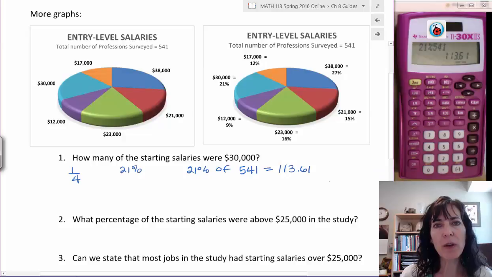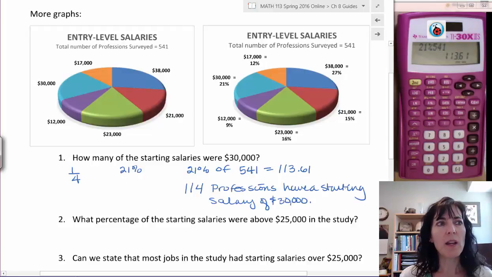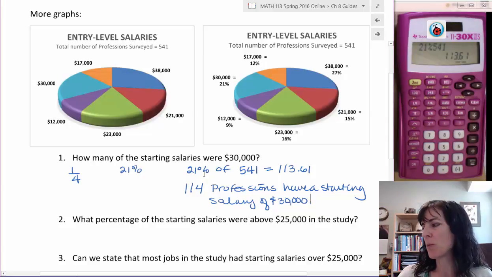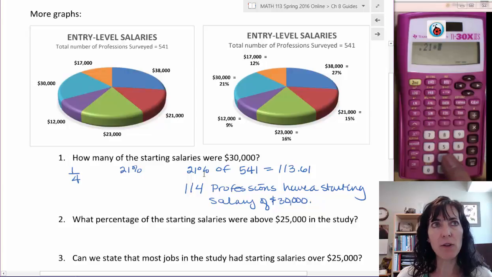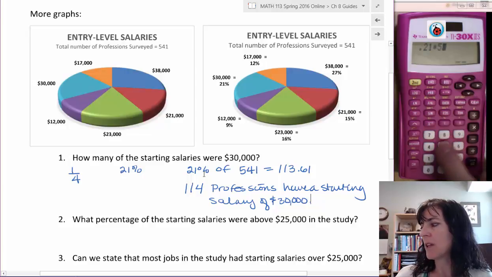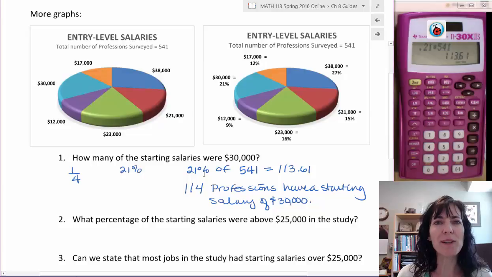Since we're talking about salaries and how many of the professions surveyed had a starting salary of $30,000, we could round that to the nearest profession. 114 of the professions had a starting salary of $30,000. The other way we could do this is to convert 21% into a decimal, so 0.21, and multiply that by the 541 professions that we surveyed and get the same 113.61. So it's whichever way you're more comfortable with.